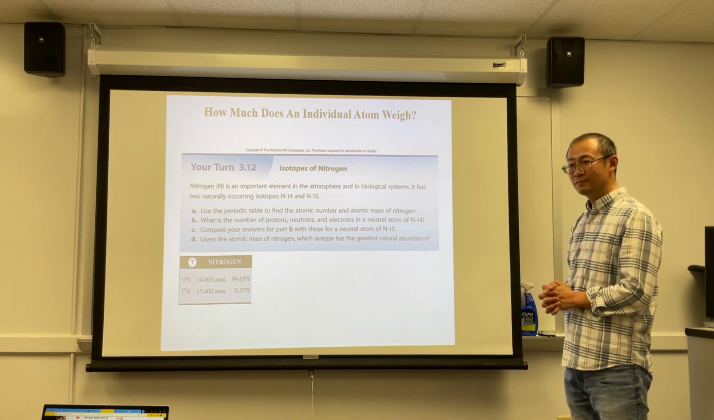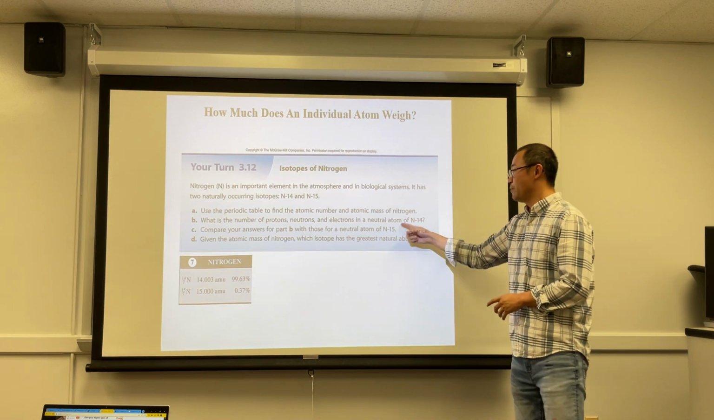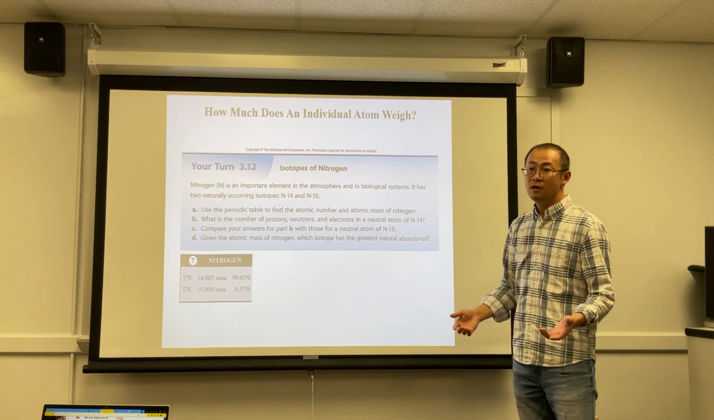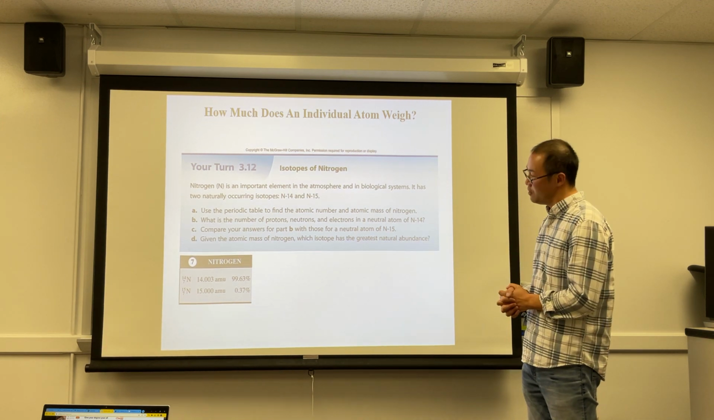Probably 7 protons, 7 electrons, and 8 neutrons. 8 neutrons, because this one's mass number is 1 more, so what does that mean? Neutron is 1 more. Everything else should be the same. Okay, last question, the one we actually mentioned earlier already.